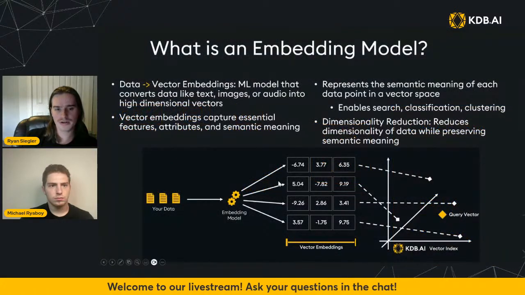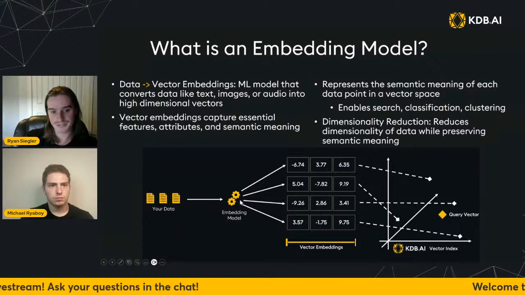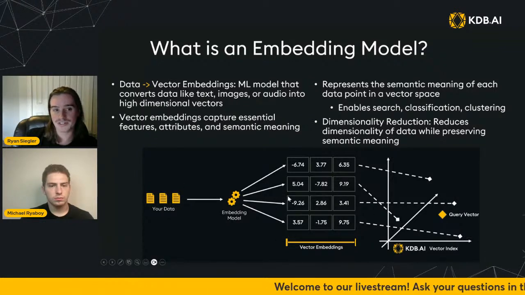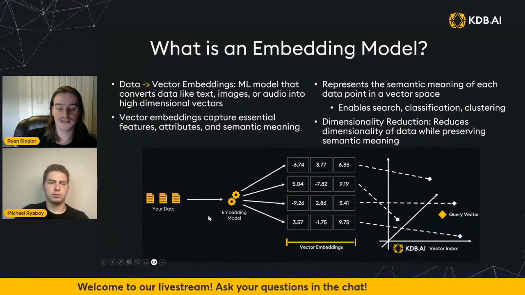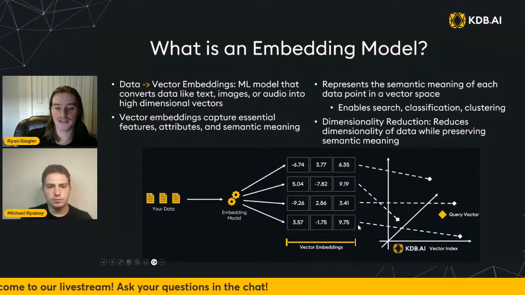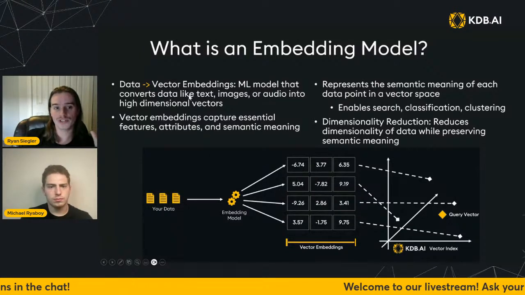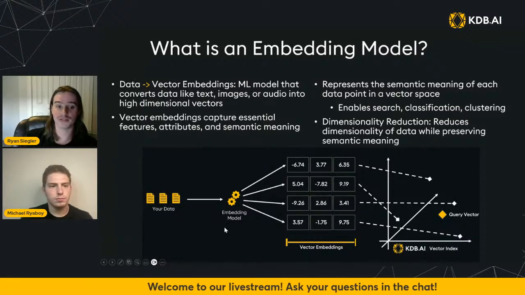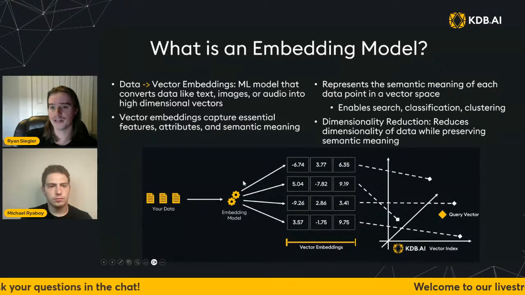So a big part of that process is the embedding model part. That's when you're taking your data, running it through this model, and then you output your vector embeddings. So what is it? It's a machine learning model, trained to take in your data and convert it into this high dimensional numerical vector space. And once you do that, like I just mentioned, you're capturing the features, the attributes, the semantic meaning of the original source data.